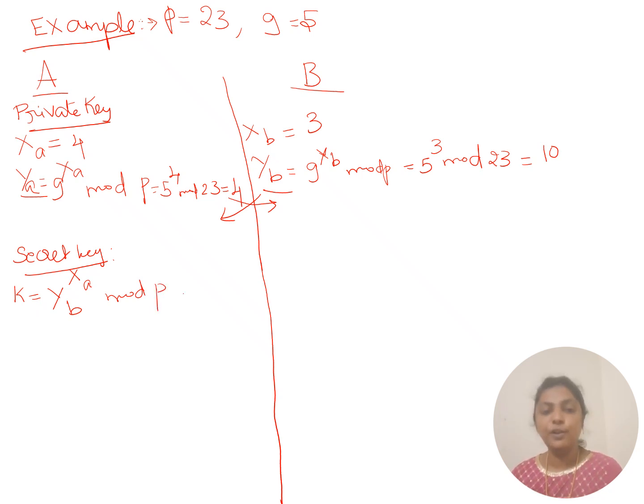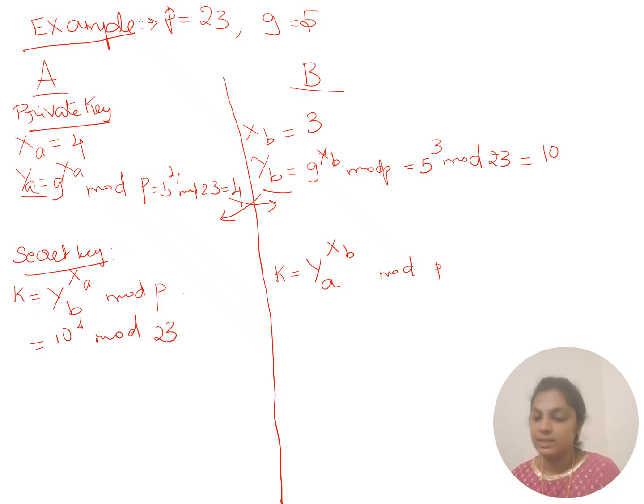And next, for the secret key calculation of user B, it has just got the public key of A, and with its own private key, it is modulo P. So when we substitute, it is going to be 10 to the power 4 mod 23, and here it will be YA, which is 4, to the power XB, which is 3, mod 23.